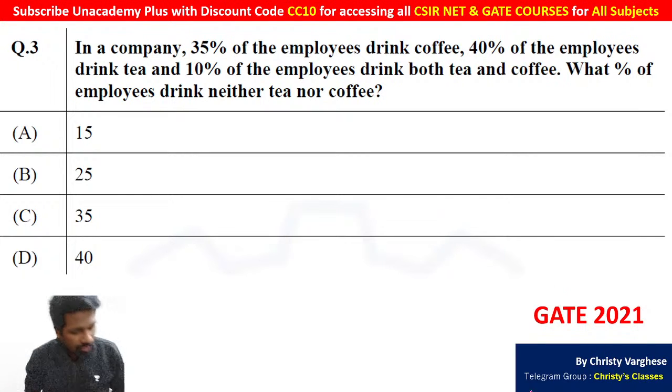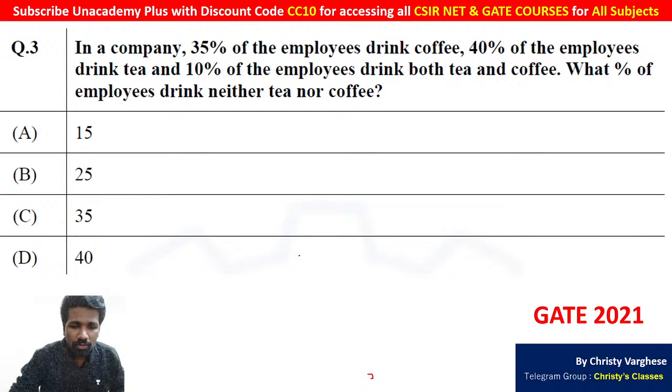Okay, this time got option C. We'll explain. In a company, 35% of the employees drink coffee, 40% of the employees drink tea, and 10% of the employees drink both tea and coffee. What percent of the employees drink neither tea nor coffee? You can either use the Venn diagram and understand the situation.